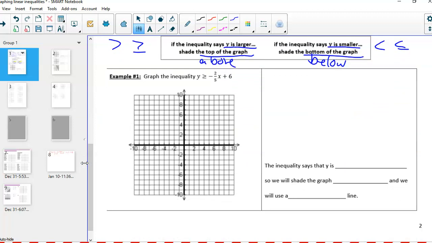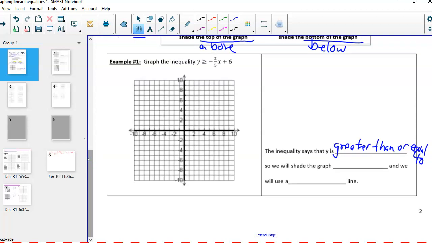Alright, so before we even do the graphing part, let's fill in these three things. The inequality says that y is, what is this symbol? Greater than or equal to, so that's what goes in this first blank. Based on what we were just told, will we shade above or below? Above, because it's greater than. And what type of line will we use? Solid, because it's greater than or equal to.